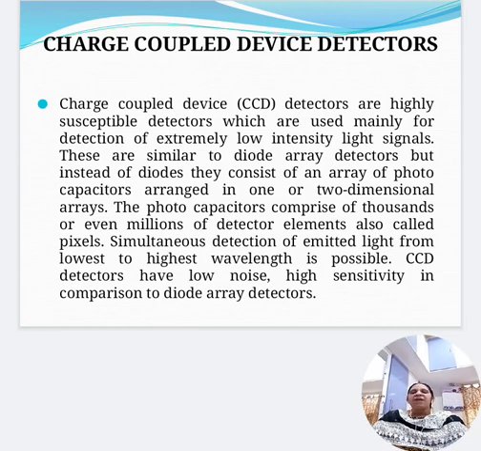CCD detectors have low noise and high sensitivity in comparison to diode array detectors. Instead of the photodiode array, we are using photocapacitors. Photocapacitor elements are used as detection elements. Simultaneous detection of light from the lowest to the highest wavelength is possible using charge coupled device detectors. These detectors have very low noise and high sensitivity in comparison to diode array detectors.